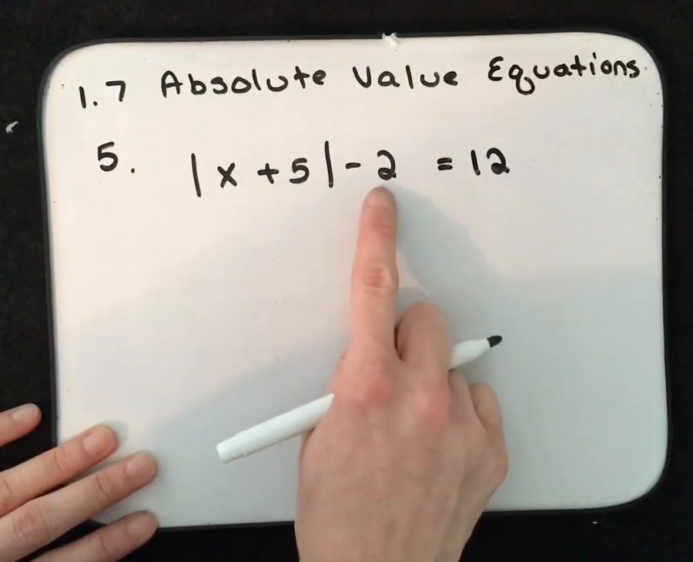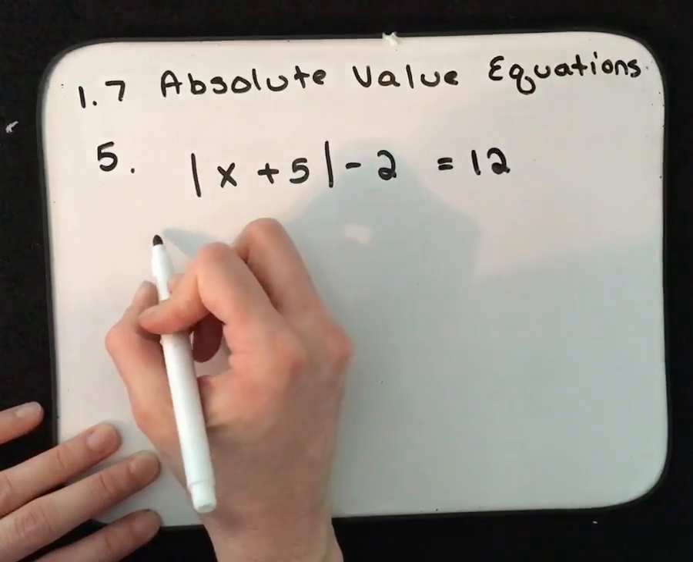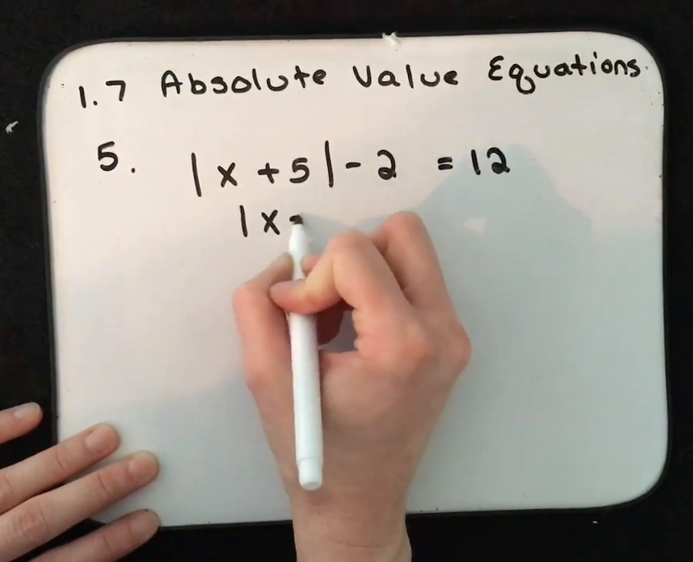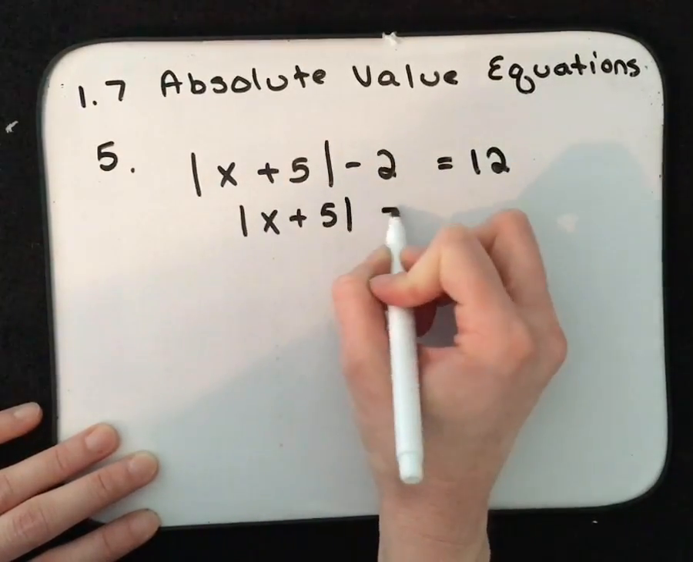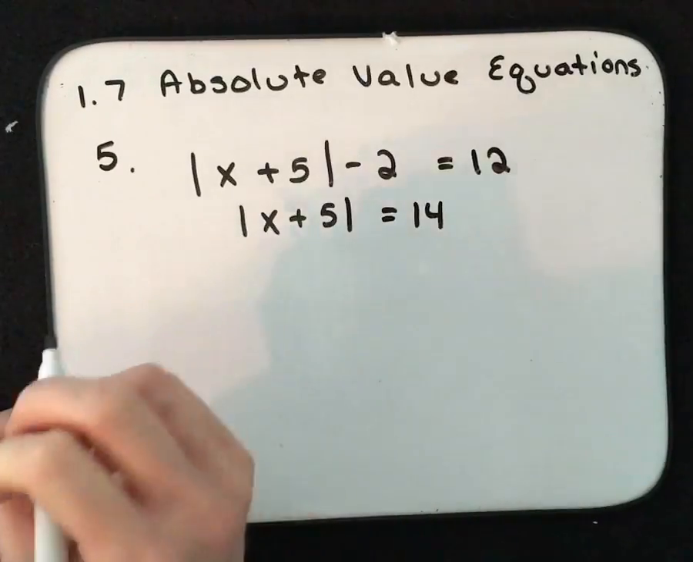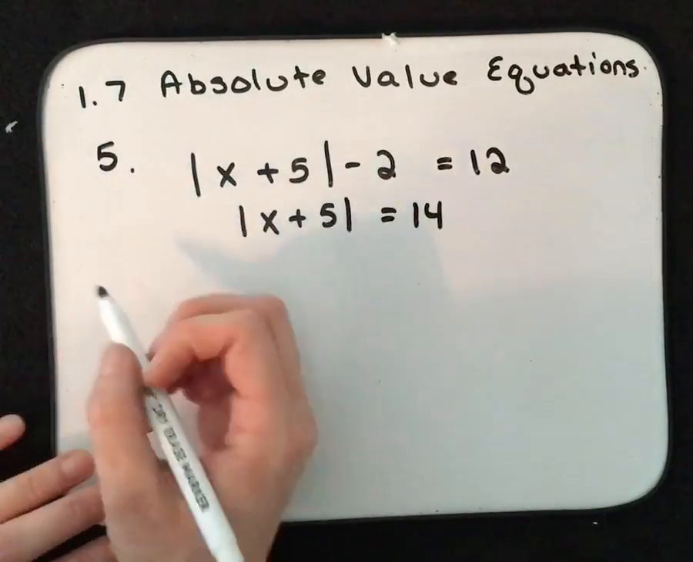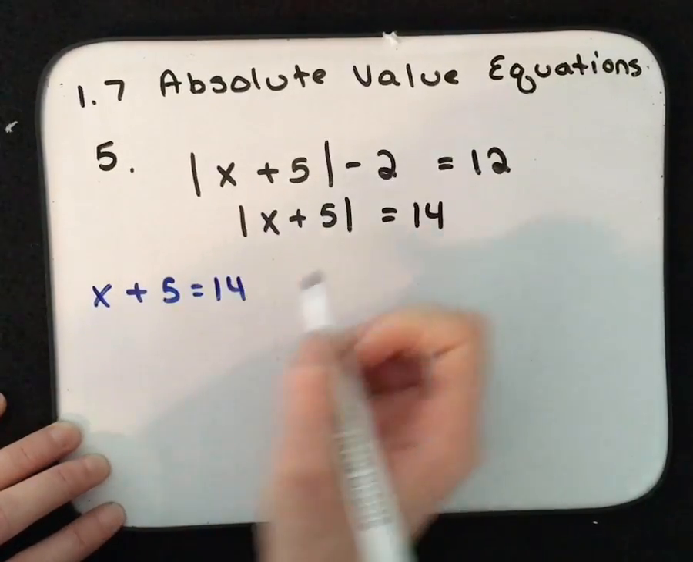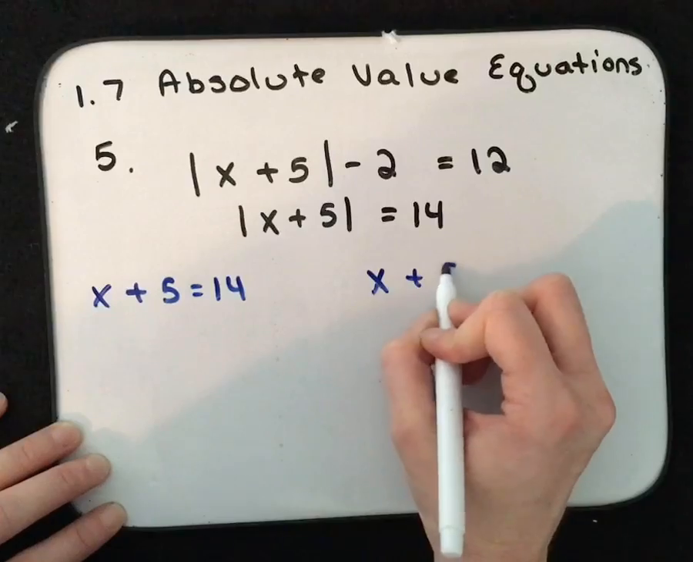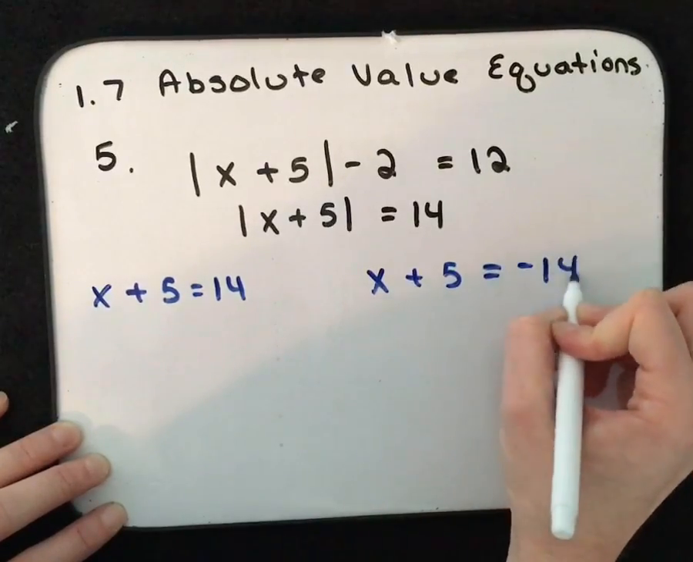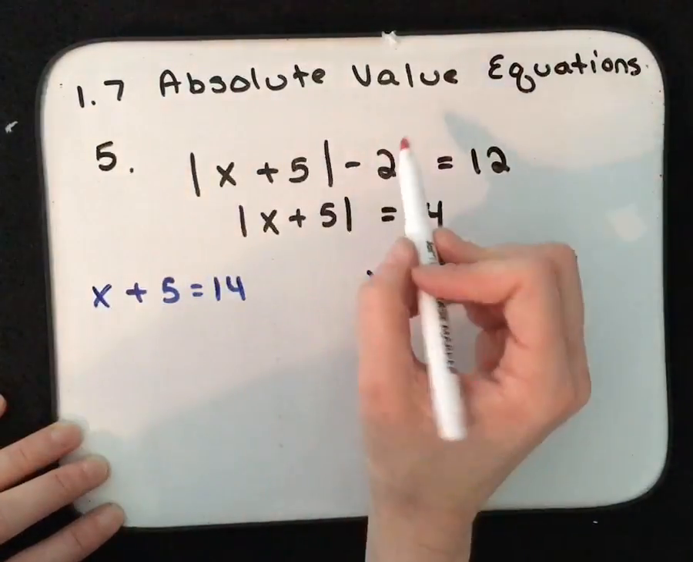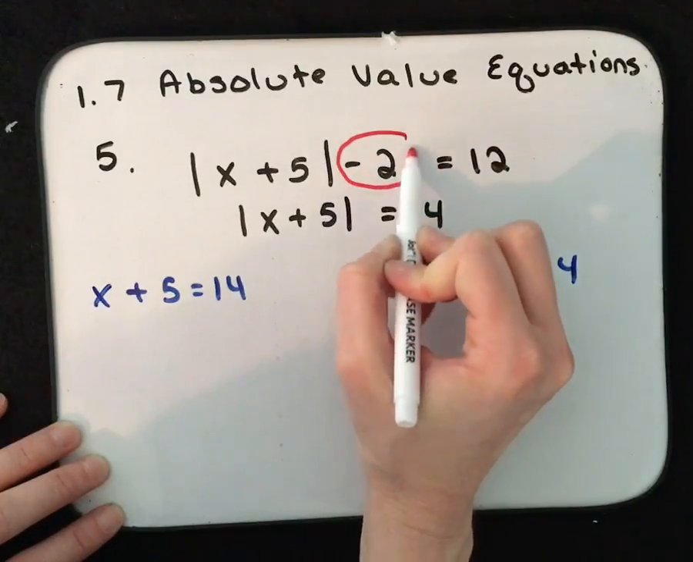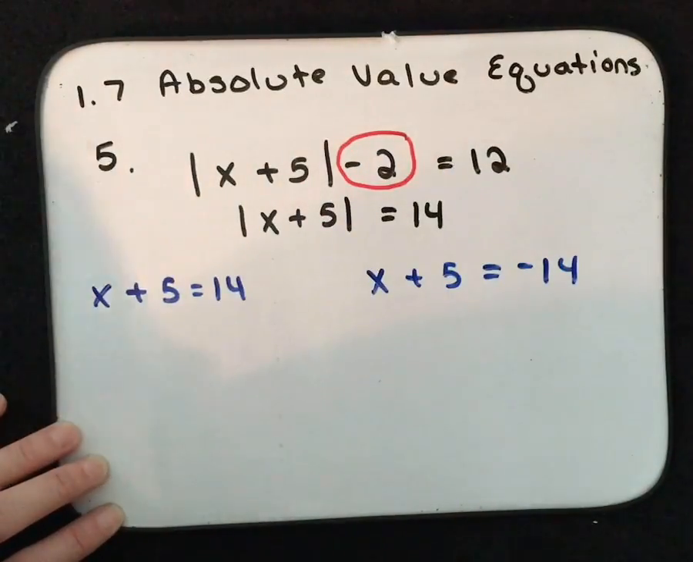So the first thing that we need to do here is add our 2 to both sides. So we'll be left with the absolute value of x plus 5 equaling 14. Now you can write your two separate equations. So we'll have x plus 5 equals 14 and x plus 5 equals negative 14. But we had to take care of this minus 2 first before we could consider our absolute value.